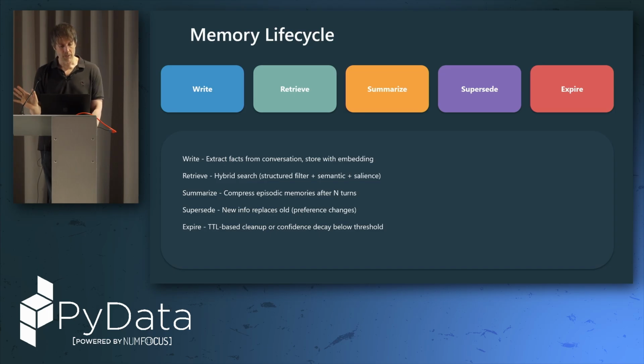Summarizing those memories I mentioned earlier on, episodic memories would be compressed after n number of turns, and this is a background process that's going on continuously. Some memories would be superseded. If the user says, I'm not a vegetarian anymore, or something else, then the memory would be flagged as superseded, not necessarily deleted. But every memory, apart from declarative memories, would have a time to live, so you'd have an expiry time for pretty much every type of memory other than declarative, as I said.